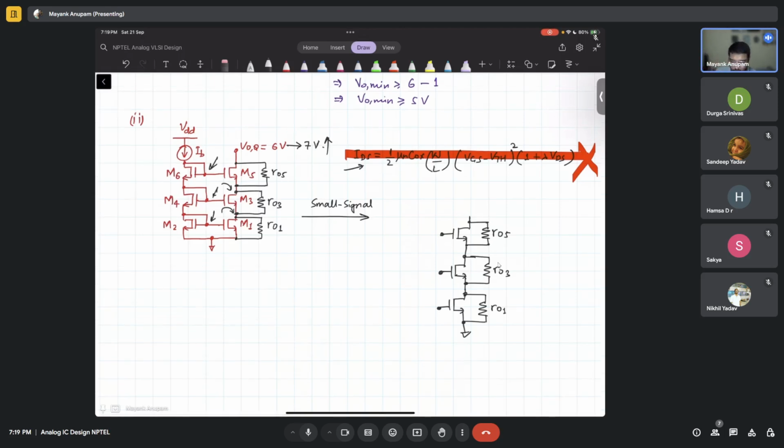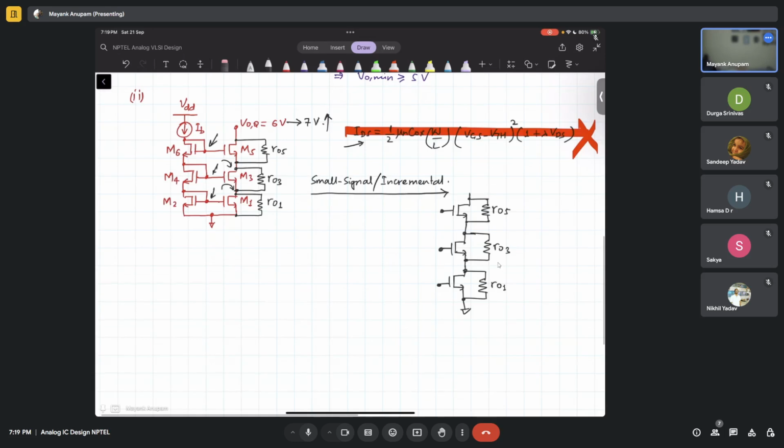In the small signal model, or incremental model, all the voltages which are not changing, which remain fixed, we say that they can simply be made to ground, right? Yes, to ground. So tell me, will these three voltages change or not?